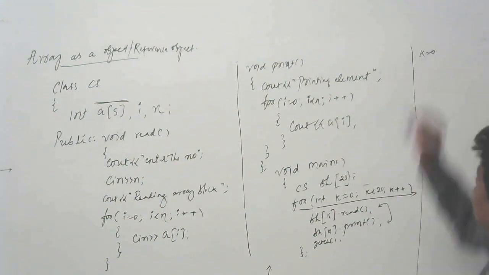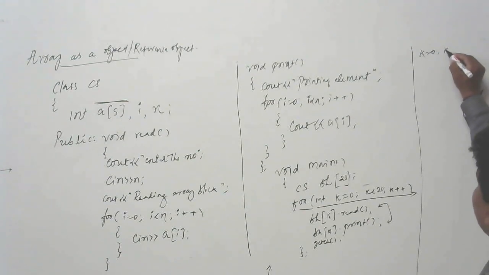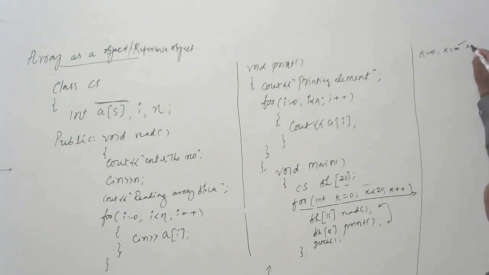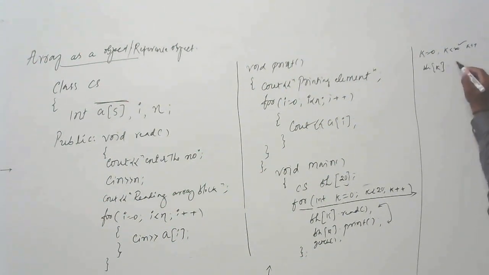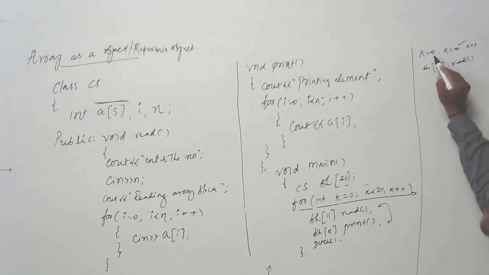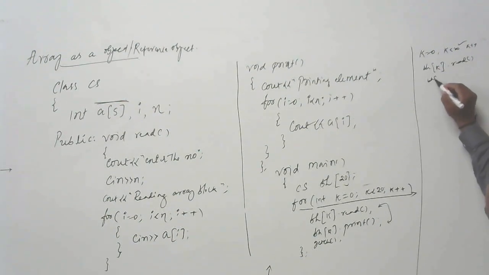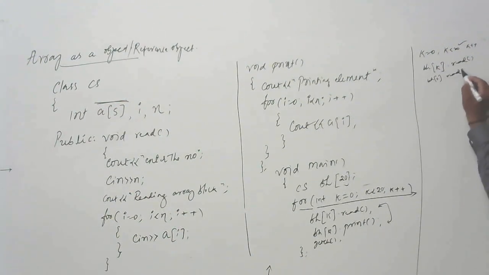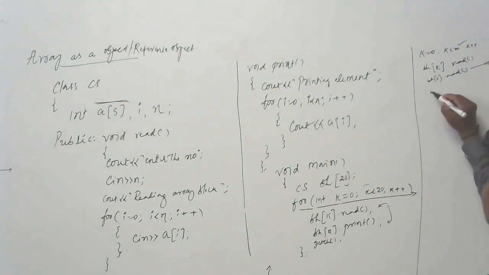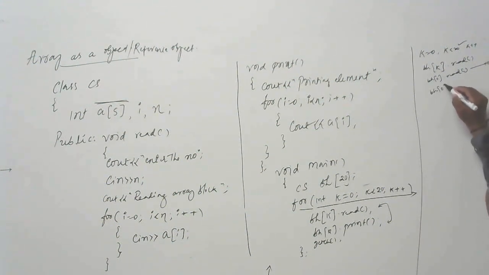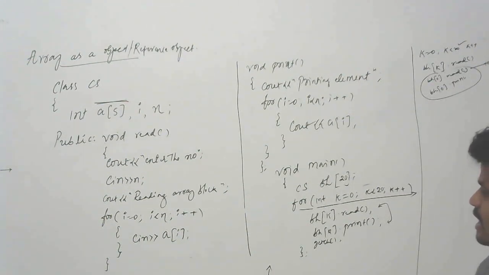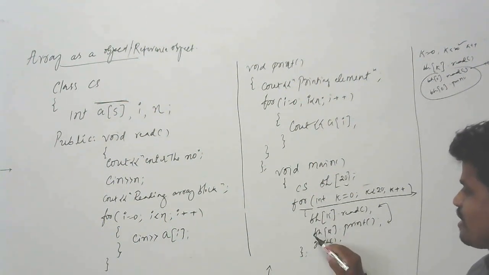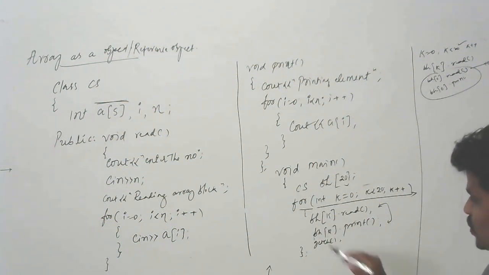First the k value will be 0. K is lesser than 20. Yes, then k plus plus. First, what is that? bh of k dot read. What is the first value? 0. So it means bh of 0 dot read, some value will be read. Then bh of 0 dot print, some value will be printed. So one time it got executed. The compiler will not come out of this, so again it will go back.